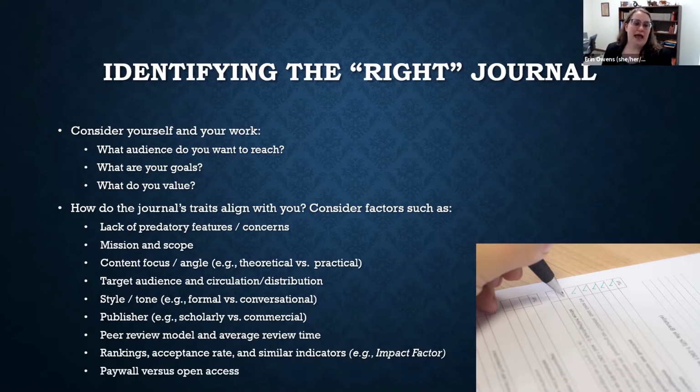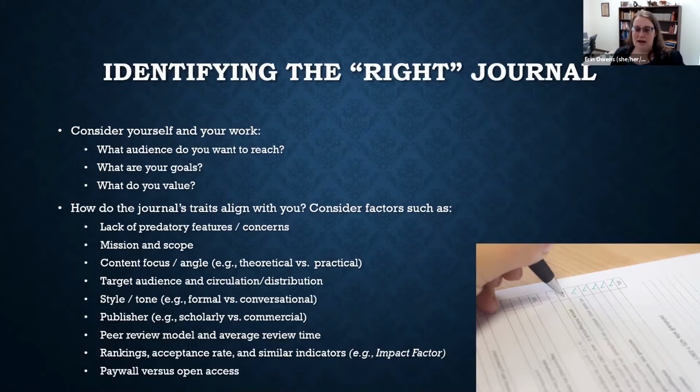We can also look at different types of rankings, the journal's acceptance rate, so how many of the papers it receives it actually publishes, and other sorts of indicators like the impact factor. When we're looking at any of these sorts of indicators, you really want to be sure that you're aware of what they can tell you and what they cannot tell you.